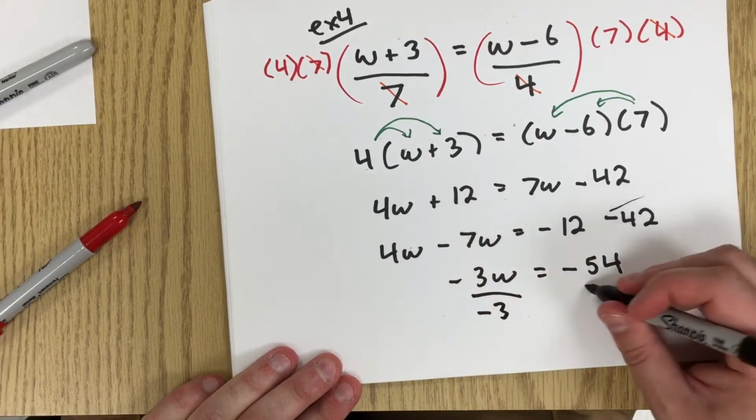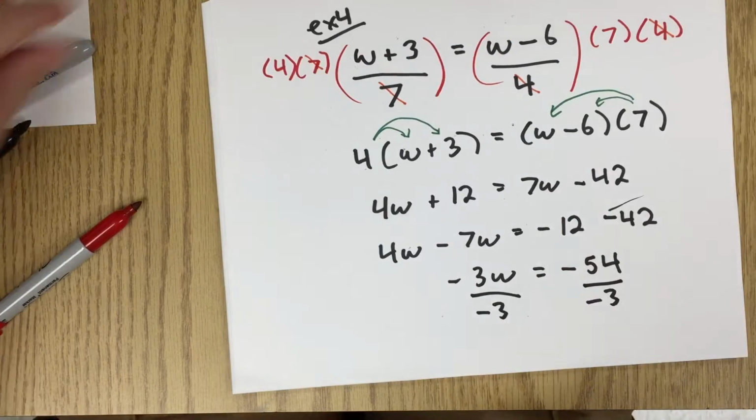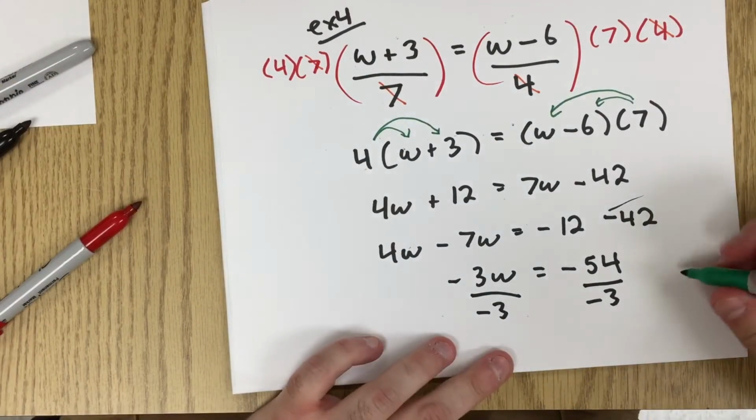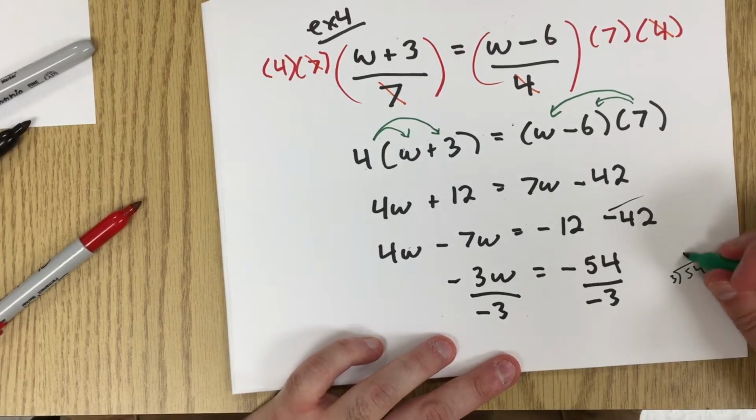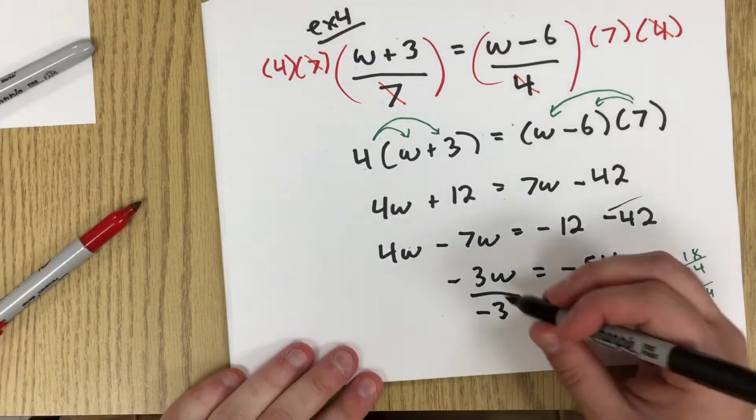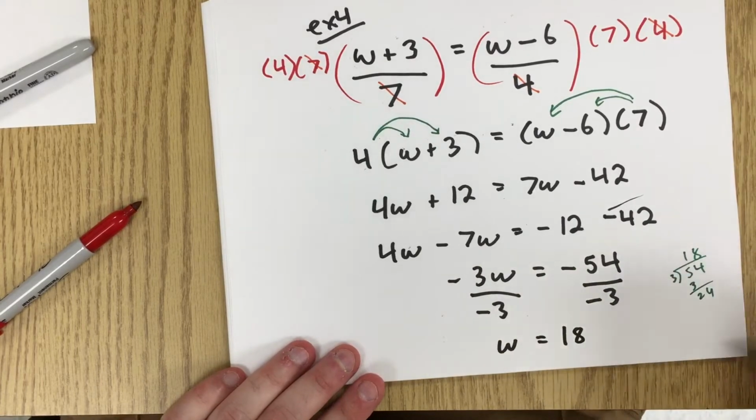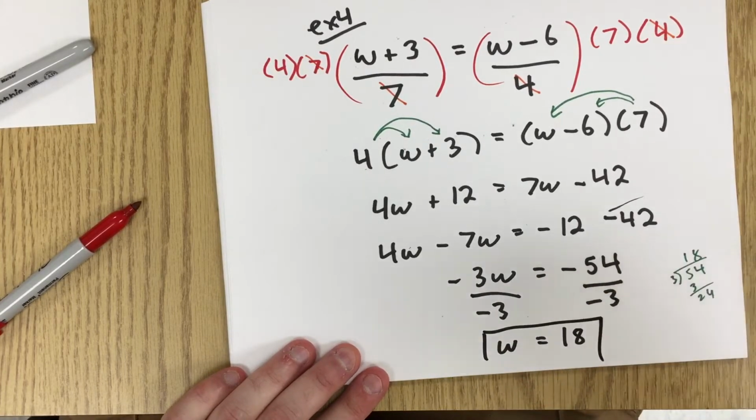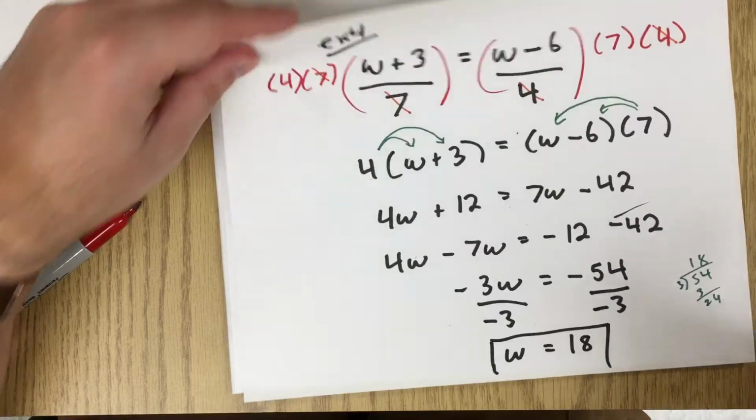And we divide both sides by negative 3. And hold on a sec, I don't have my calculator on me. So it's 18. And we get w equals 18. And there we go. Positive 18, of course, because it's a negative divided by a negative.